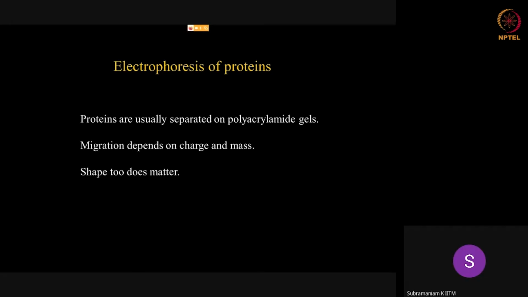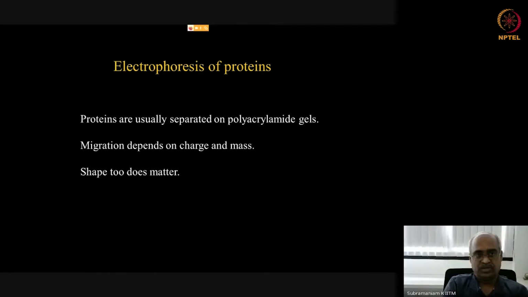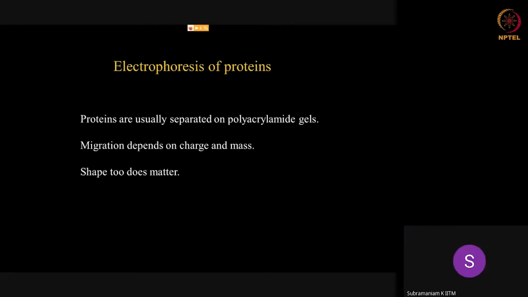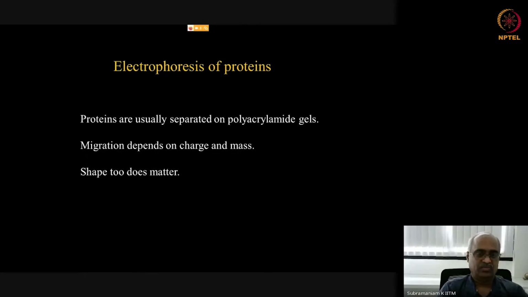I'm sure most of you already know what electrophoresis is. Electrophoresis is basically migration or movement of molecules, charged molecules, in an electric field. So in biological applications, what we actually do is we use a solid matrix. For separating DNA or RNA, we use agarose-based solid matrix, and for proteins, it is primarily polyacrylamide gels.